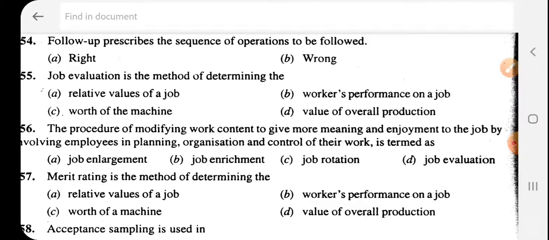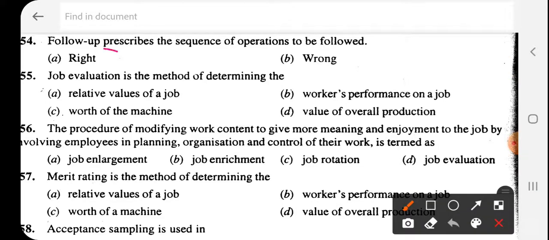Follow-up prescribes the sequence of operation to be followed. So 154 is A, that is correct. Job evaluation is the method of determining relative value of jobs. So that is the job evaluation.